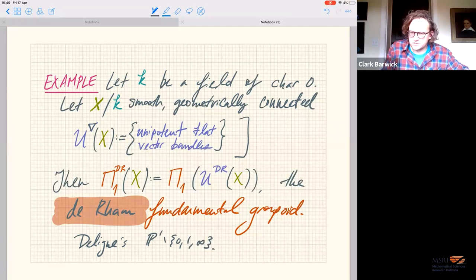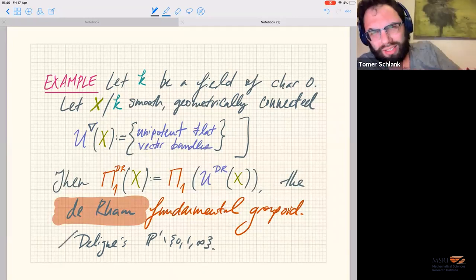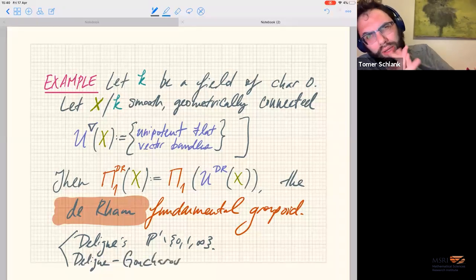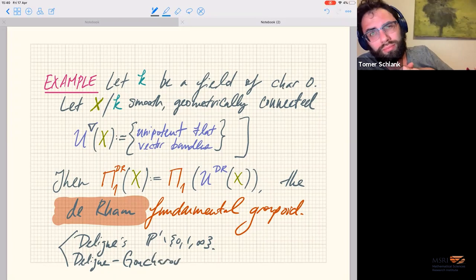Is there something else I should cite, Tomer? Two remarks. First of all, I think there's a paper by Deligne and Goncharov also, if I'm not wrong about this. And I think it's also mentioned in some papers of Freedman. Ah, that's a good idea.